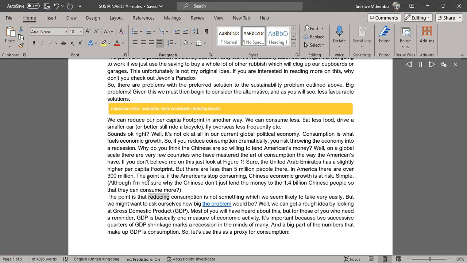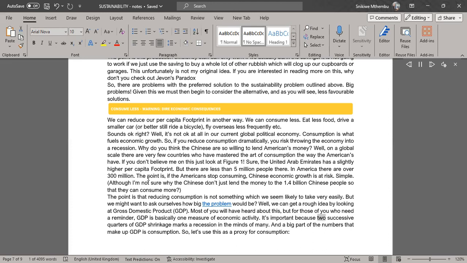The point is that reducing consumption is not something which we seem likely to take very easily. But we might want to ask ourselves how big the problem would be. Well, we can get a rough idea by looking at gross domestic product, GDP. Most of you will have heard about this, but for those of you who need a reminder, GDP is basically one measure of economic activity.